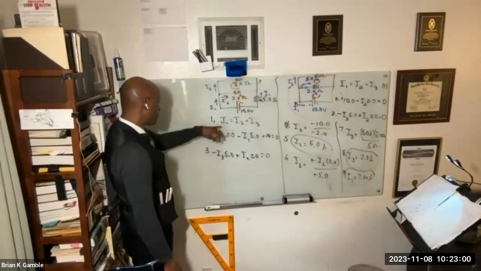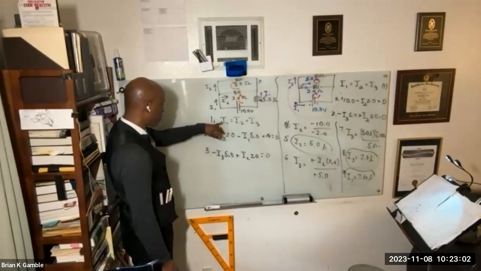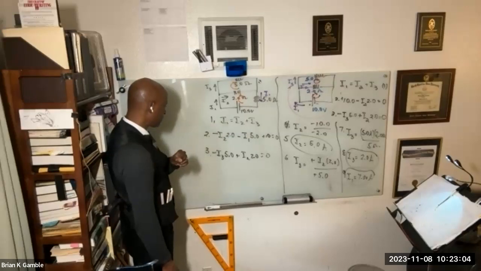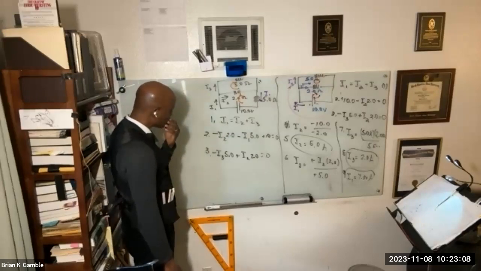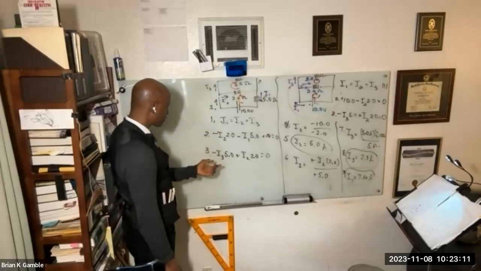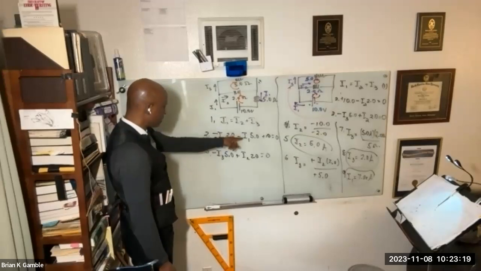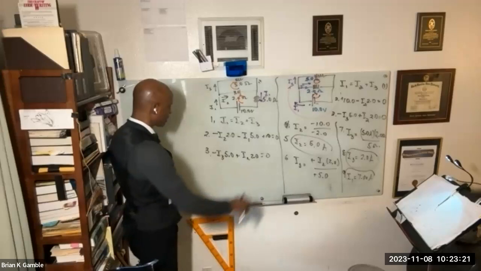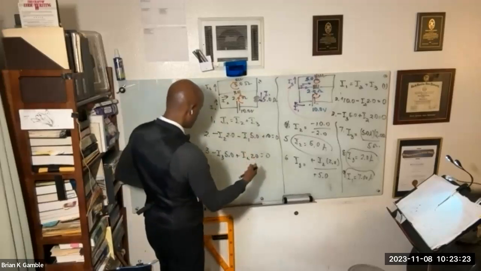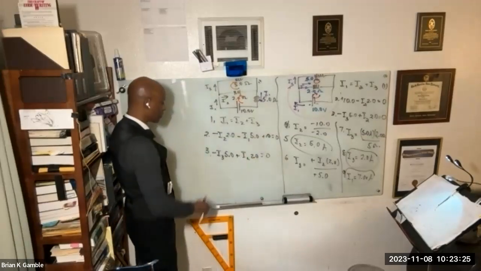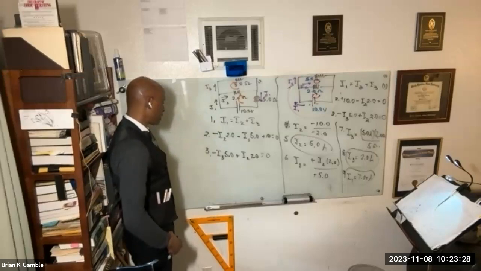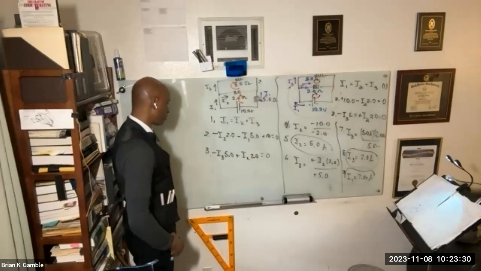What you could do is plug I1 into it. Actually, I probably would do that. I probably would add the two equations. Because if I plug I1 into this, then that's going to give me an equation that just has I2 and I3 in it. And then I can solve those two equations simultaneously. That's probably what I would do.